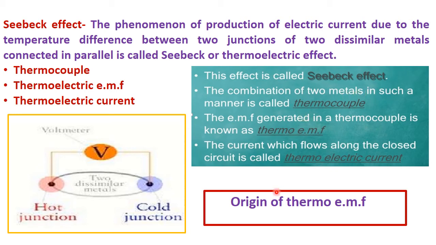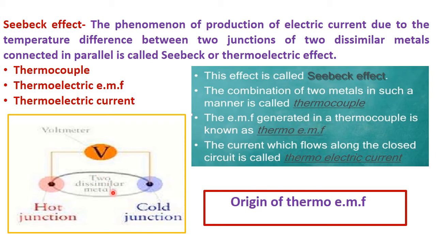The third term, which is very important here, is the origin of EMF. See here, when two dissimilar metals are joined together at the same temperature, there is a difference in the electron density in both the metals. You know that, and electrons always have a tendency to move from higher electron density to lower electron density.